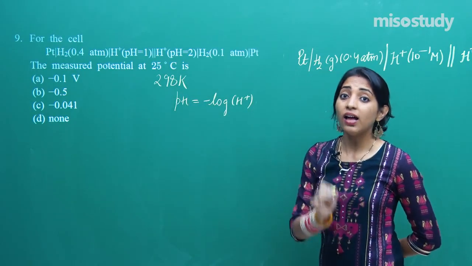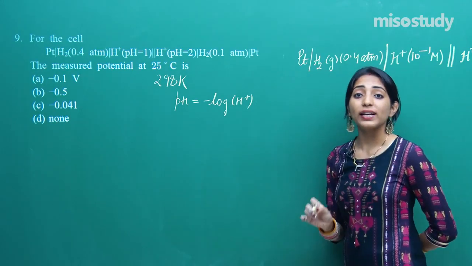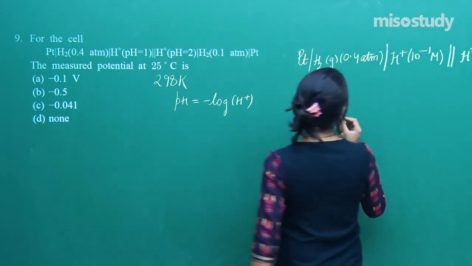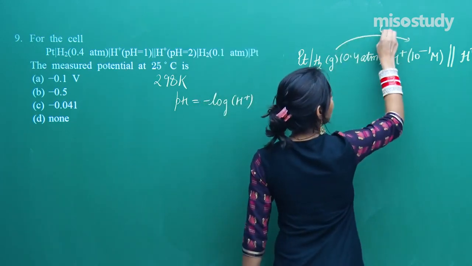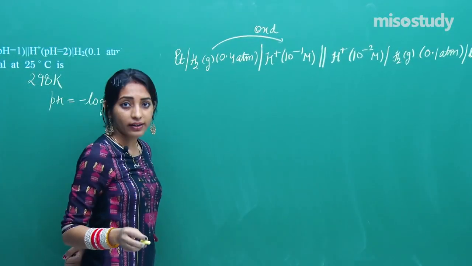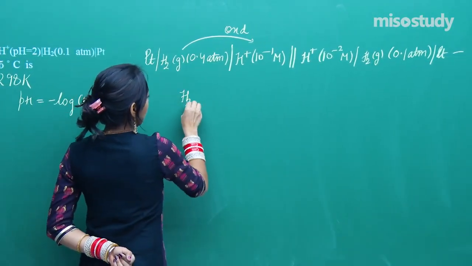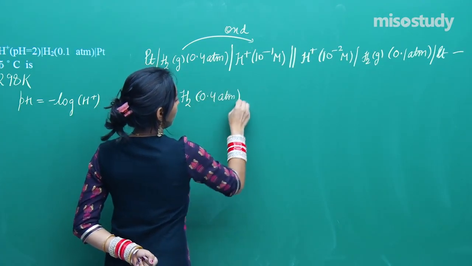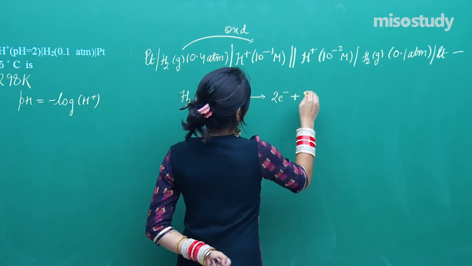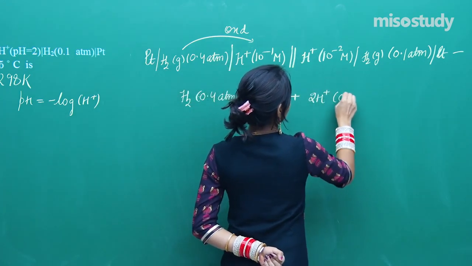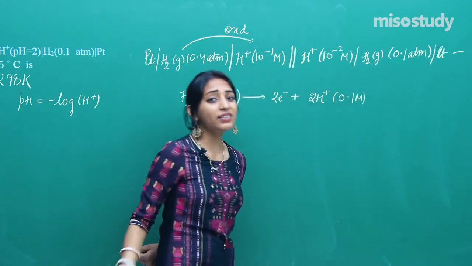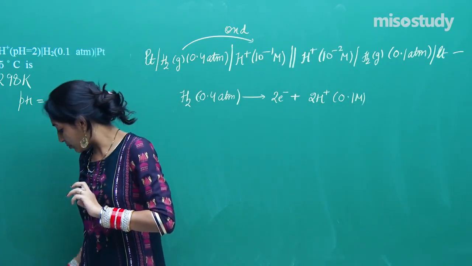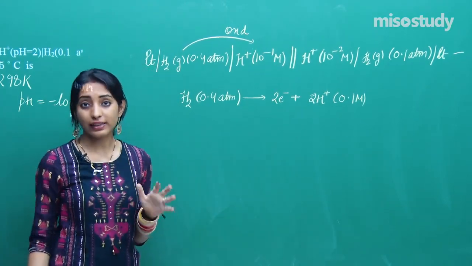Now to tell the E cell, our first requirement is to write the cell reaction, and that too with proper concentration terms. How to move on? See. So this is oxidation and the other one is reduction. So I will say H2 0.4 atm will lose 2 electrons to form 2 H plus, which is 0.1 molar. Please make sure that you write this pressure and this concentration, otherwise since the species are same, you will end up getting confused later on.